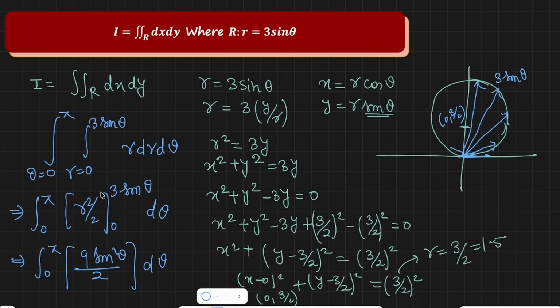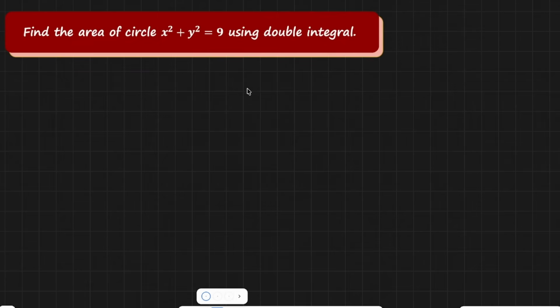While solving this, if you don't know what this curve is or how to take the limit, you convert it to Cartesian coordinates, draw the graph, and then you can easily understand. This is how you can find the solution using polar coordinates.